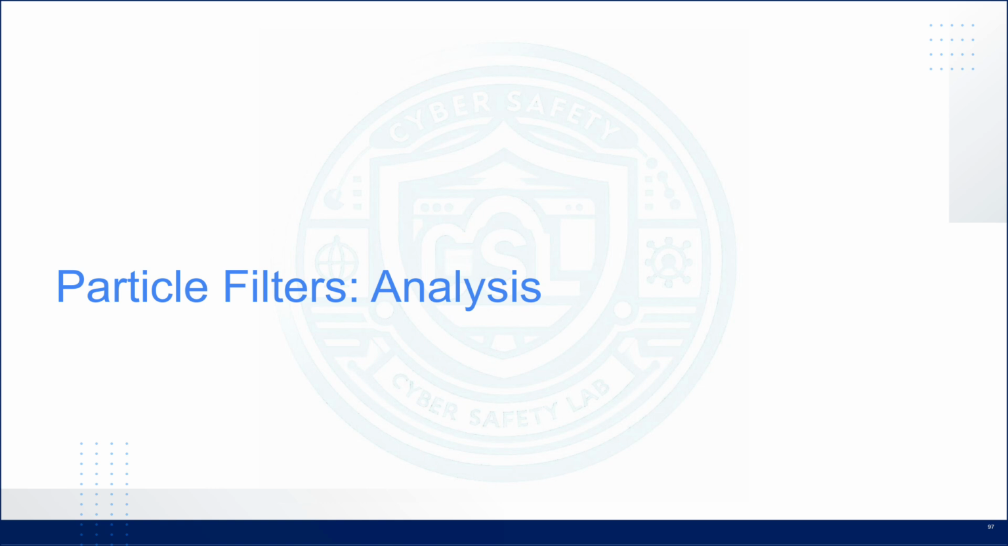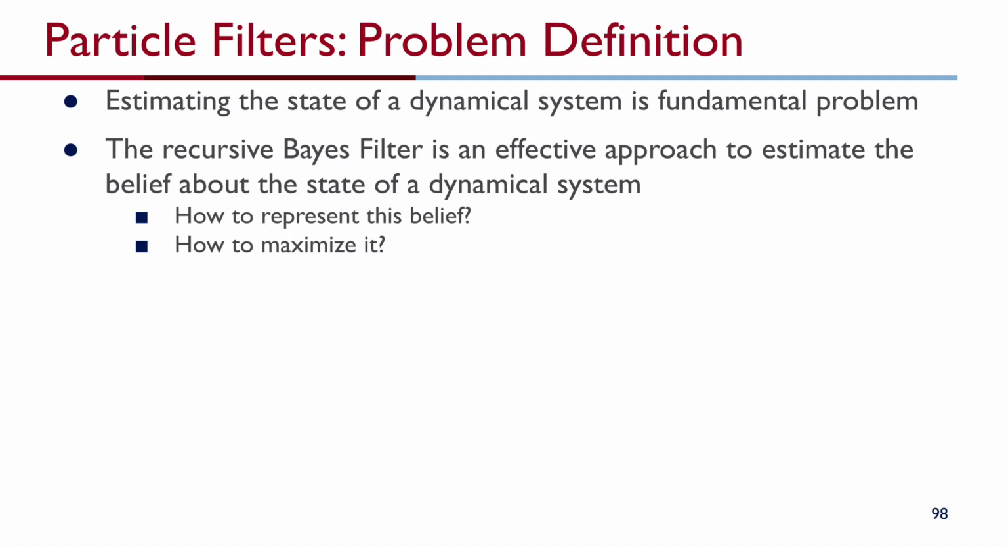In this part, we'll shift from using particle filters for localization to understanding why they work, how they work, and how they fit into the broader family of Bayesian estimators. At the core, our problem is to estimate the state of a dynamical system. In our case, the state of the robot as it moves through its environment. In principle, particle filters rely on the same mathematics as the recursive Bayes filter.